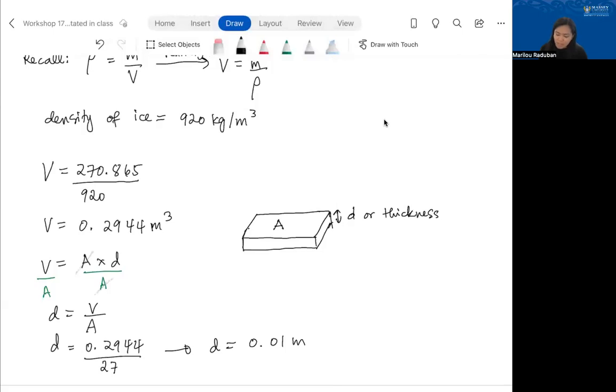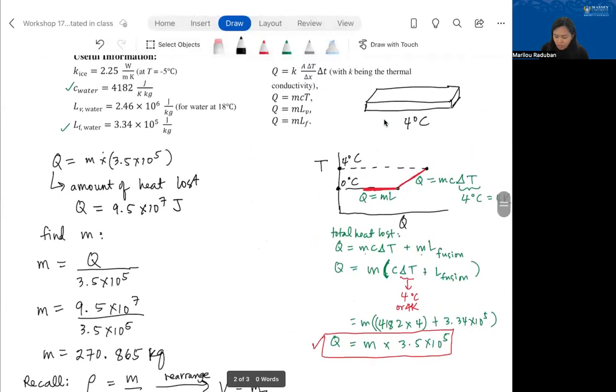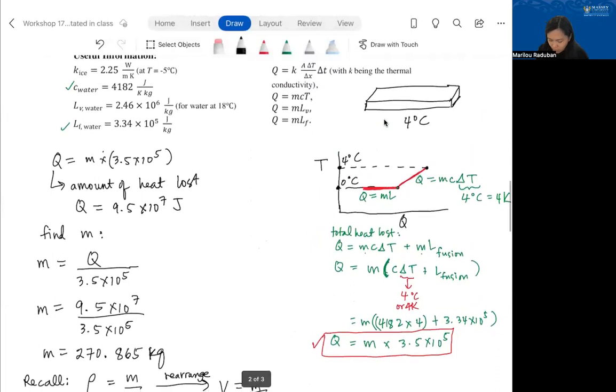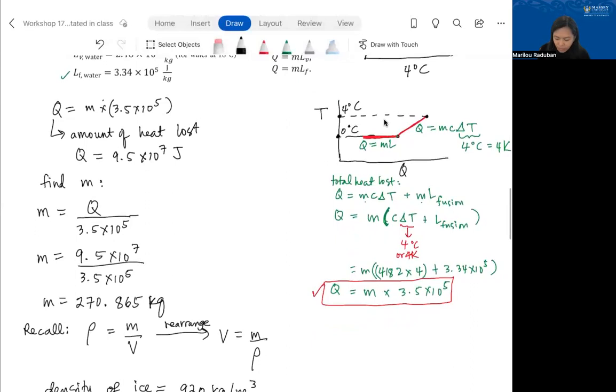Yeah. So it's quite a complex problem involving many concepts. So first key point is, to freeze water, water needs to go down to a temperature of 0 degrees using Q equals MC delta T, and then you have the freezing itself, Q is equal to ML, and the combined heat lost for that process is 9.5 times 10 to the 7 joules, which is Q.